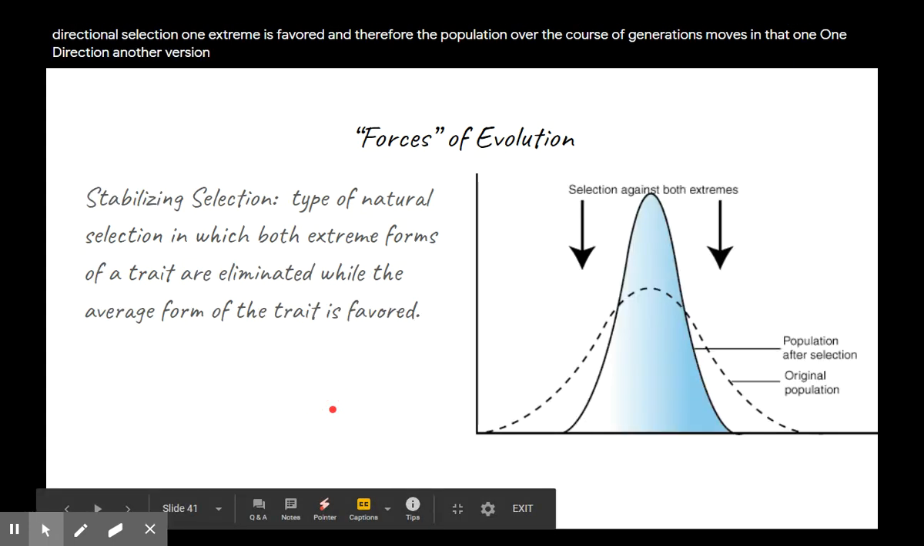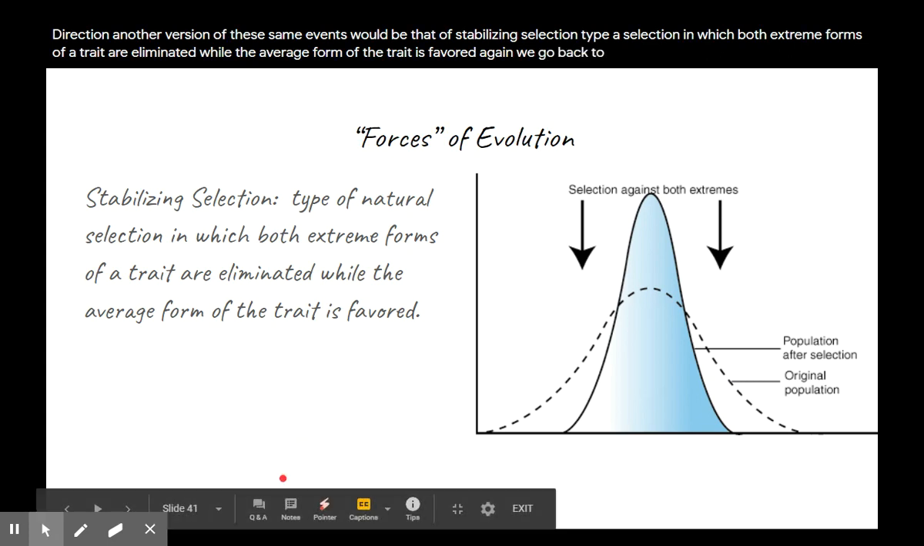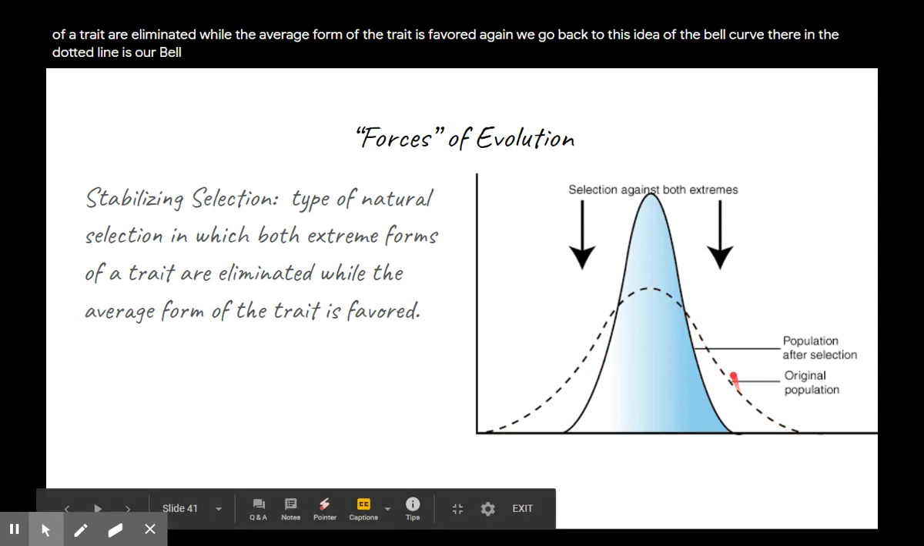Another version of these same events would be that of stabilizing selection, a type of selection in which both extreme forms of a trait are eliminated while the average form of the trait is favored. Again, we go back to this idea of the bell curve. There in the dotted line is our bell curve.